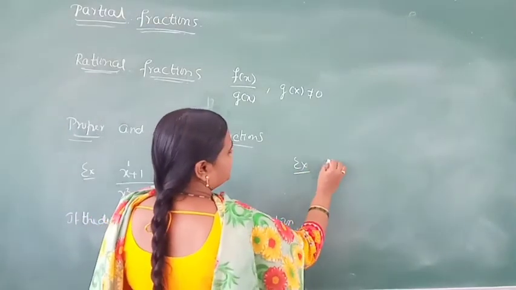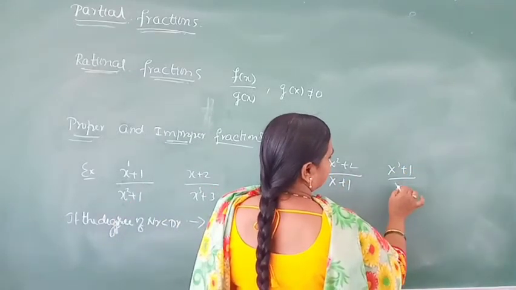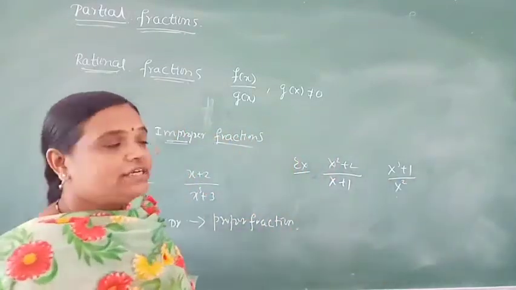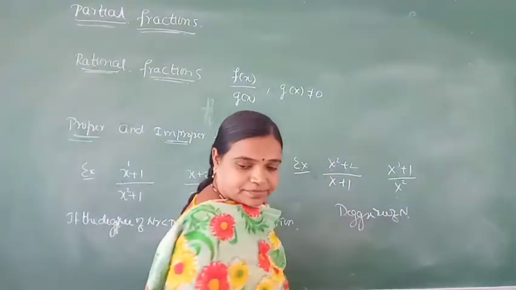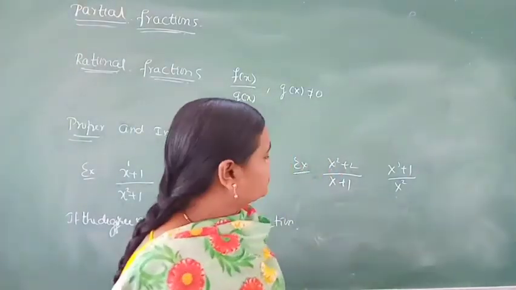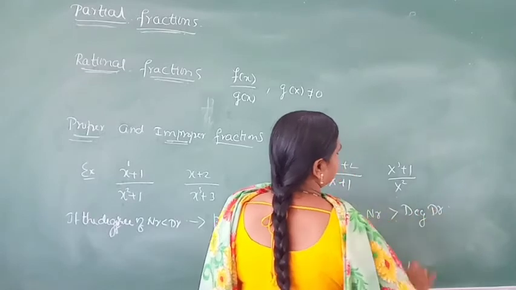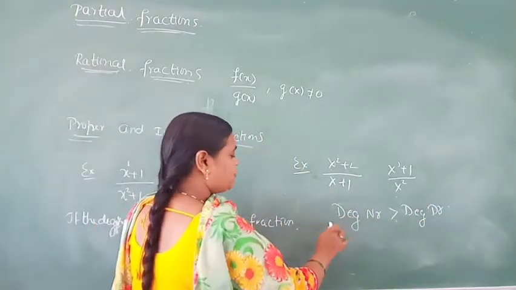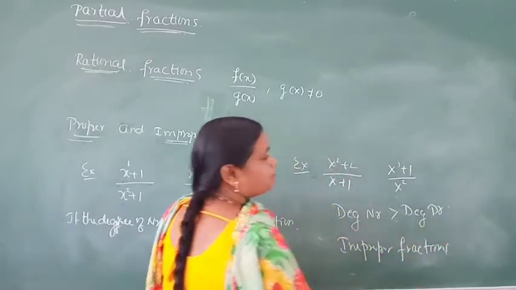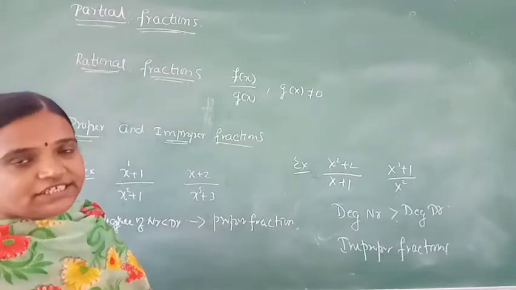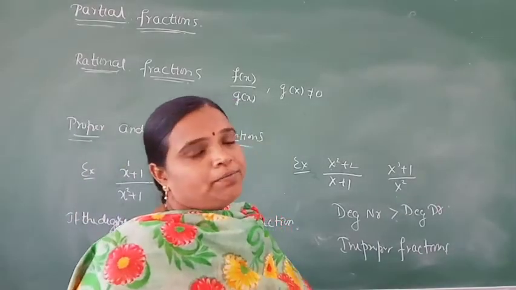Next example I will take x square plus 2 divided by x plus 1, and x cube plus 1 divided by x square. Here the degree of the numerator is greater than the degree of the denominator. Such fractions we call improper. Please remember that. Proper fraction means the degree of the numerator is less than the denominator. Improper is if the degree of the numerator is greater than the denominator.